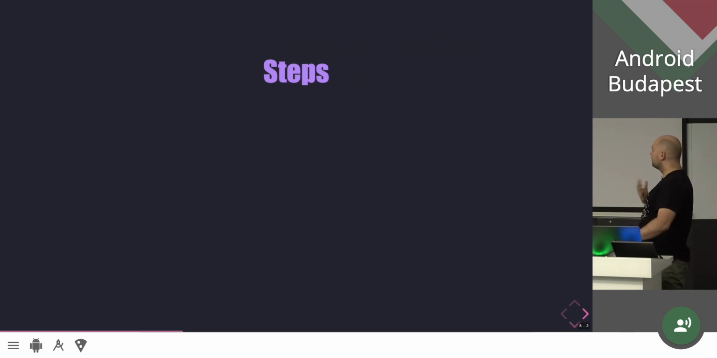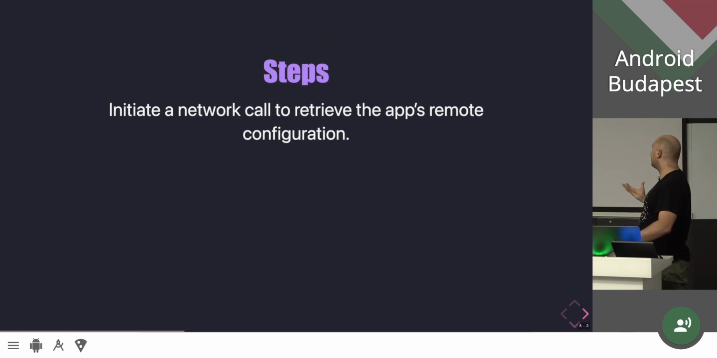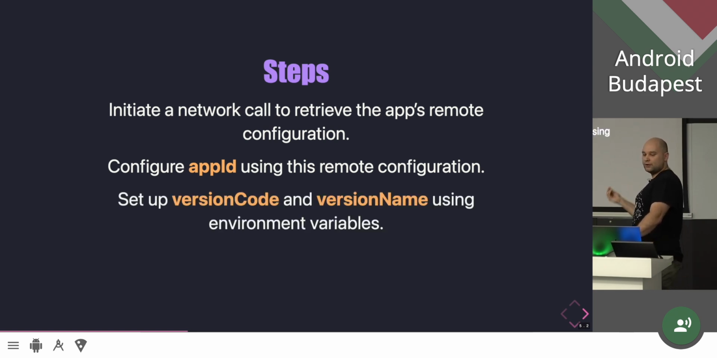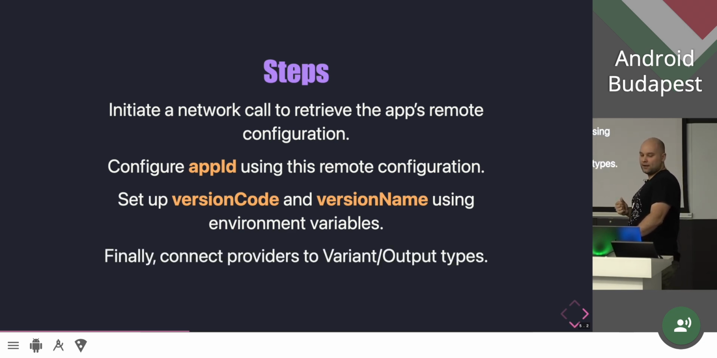The steps to perform this action of renaming APK is again making a network call to get the configuration. This is the load remote config task shown in the previous section. Then we will take app ID out of that remote configuration data class. We will take version code and version name either from environment variables or from the Gradle properties. And finally, we will connect those providers to the variant and output types.